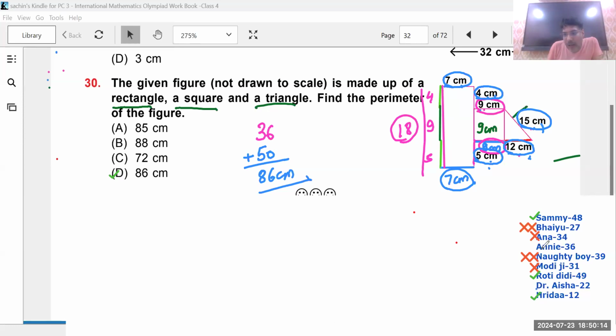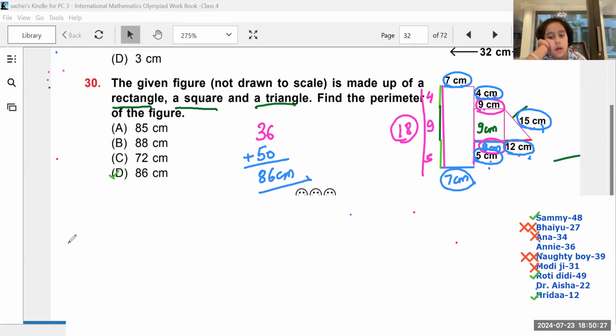So have we understood, Annie, Anna, Bhayu, Naughty Boy, Motiji, Dr. Aisha? Yes, sir. Sir, Adhiraj, have we understood? Yes, sir. This chapter is over. And ma'am, please give a kidso to Roti Didi, Osama and Rida.